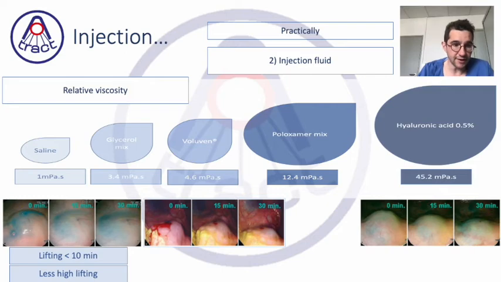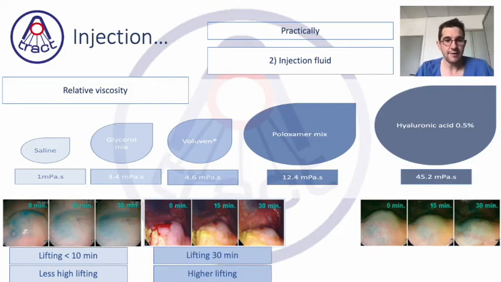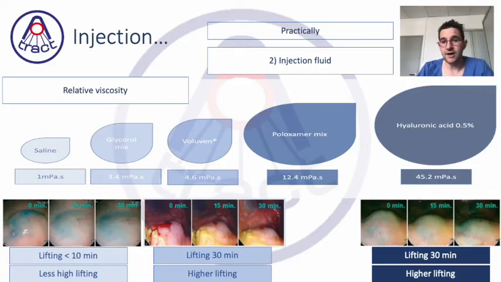The lifting here is less than 10 minutes with a very low lifting. After hydroxyethyl starch, you have a lifting after 30 minutes and a higher one. And after hyaluronic acid, you will have the same thing.